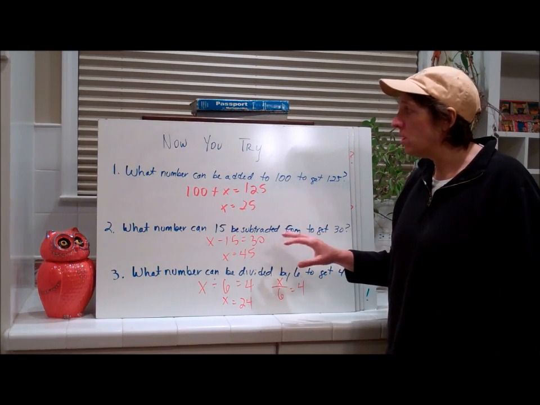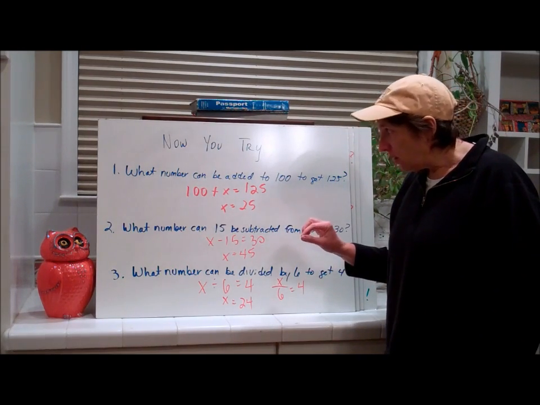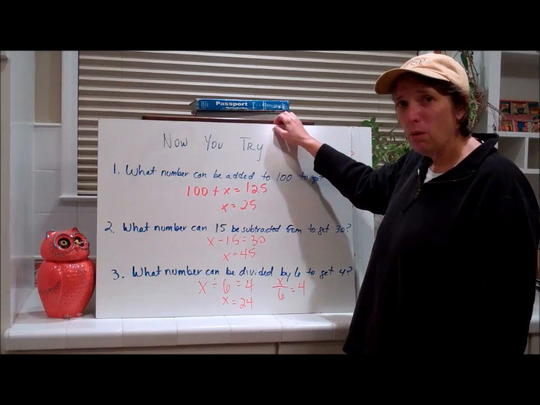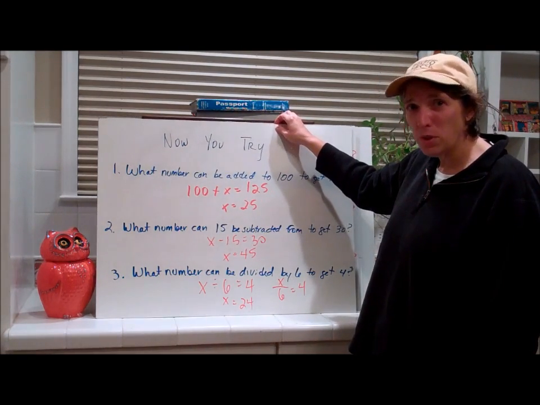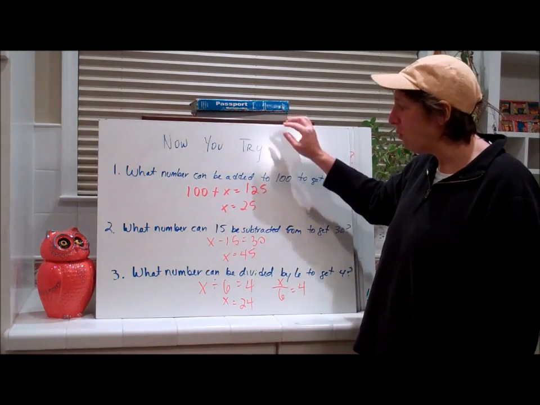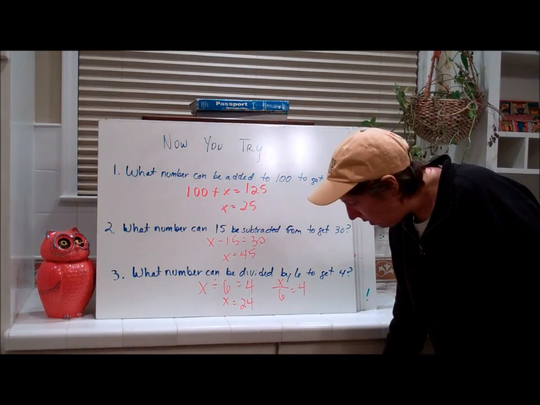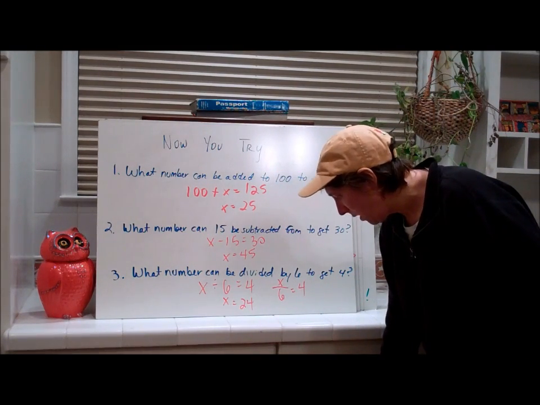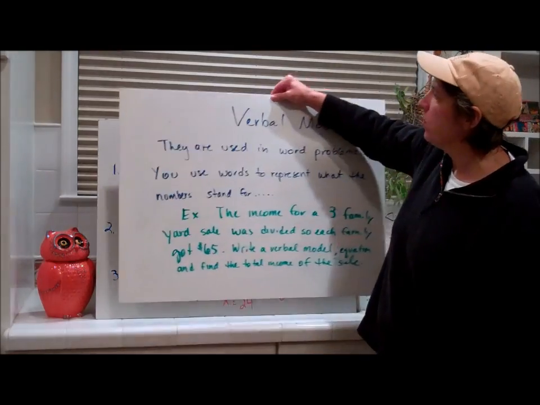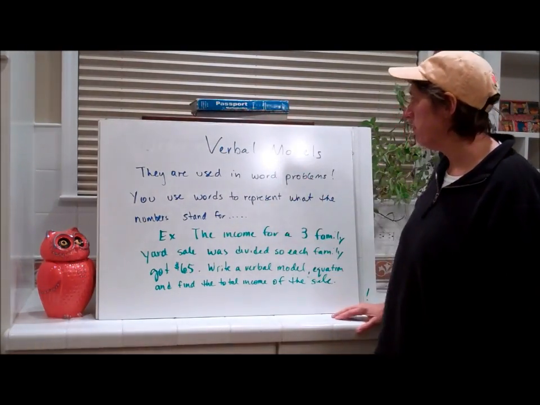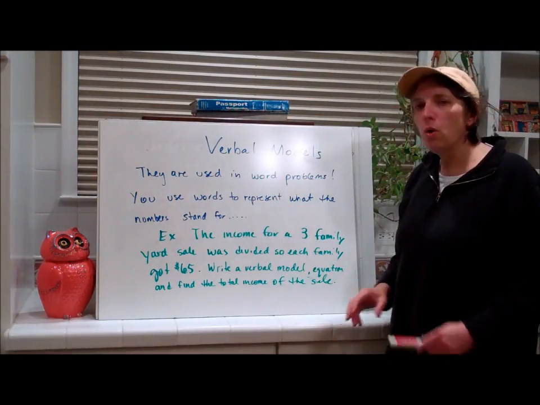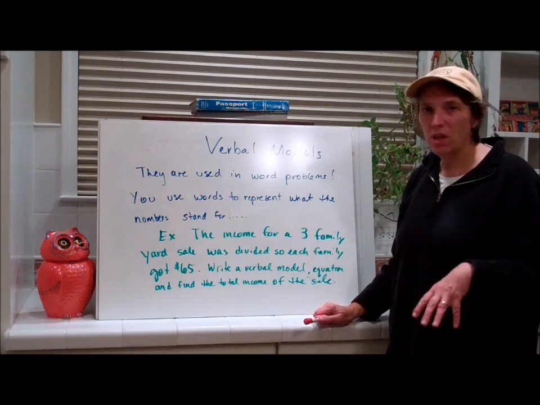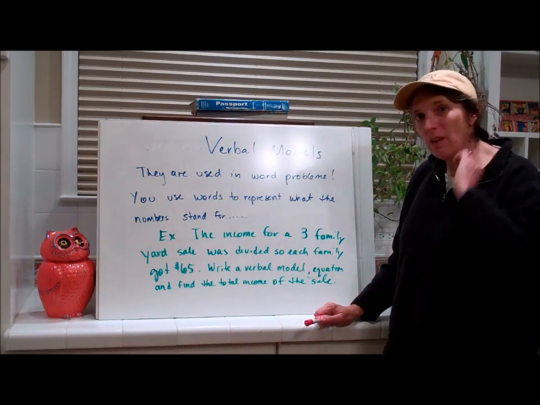The important thing is these are all called, what are these called? Do you remember? Verbal descriptions, right? These are verbal descriptions. Now we have verbal models. Verbal models are associated, if you recall, with word problems. You use words to represent what the numbers stand for, what they actually represent in an equation.